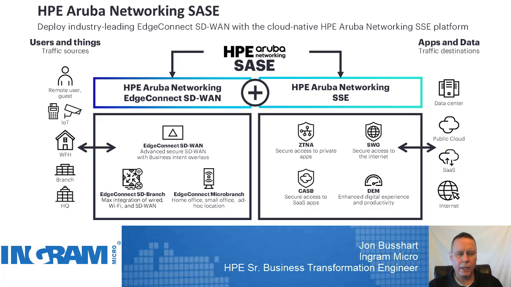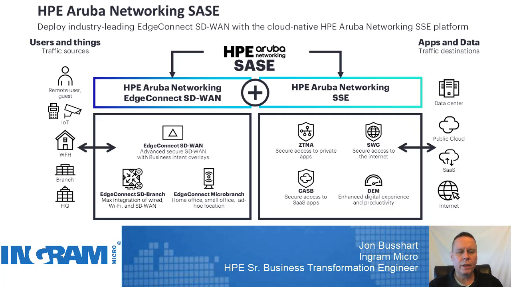Today we're going to be looking at HPE's Aruba Networking EdgeConnect SD-WAN solution, which is a part of their SASE portfolio. The other portion being HPE's Aruba Networking SSE solution, which was acquired from Axis Security. Now EdgeConnect was an acquisition from Silver Peak. It's been rebranded, right? And both of these again come together to form a SASE solution.